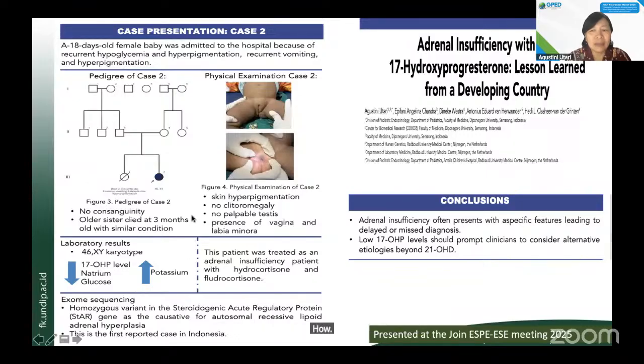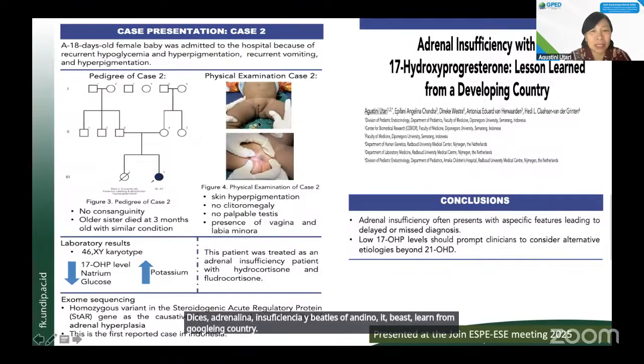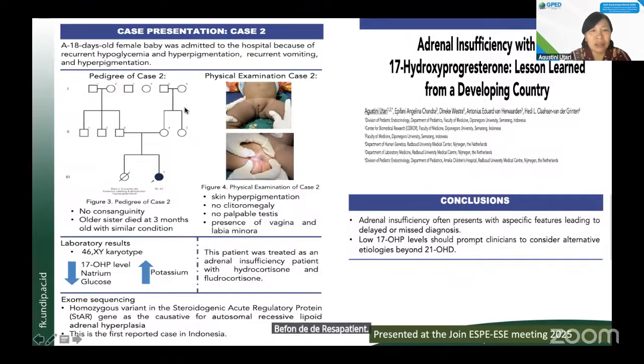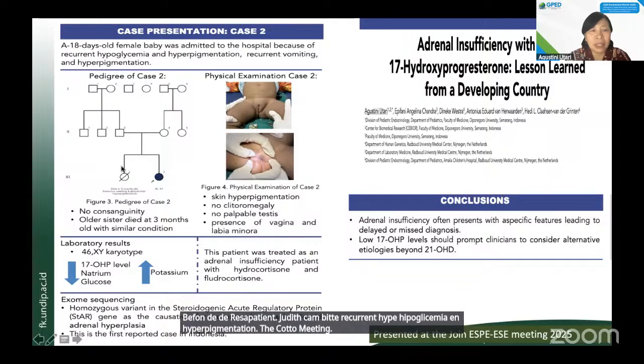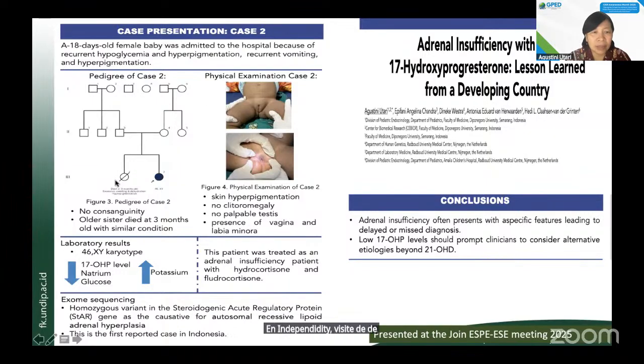Some of the participants also asked about how to check the other CAH types. We just presented at the SPSA meeting this year: adrenal insufficiency with low 17-OHP, lessons learned from a developing country. We found a patient who came with recurrent hypoglycemia, hyperpigmentation, and recurrent vomiting. And in the pedigree, we see that a sibling had already died due to the same condition.